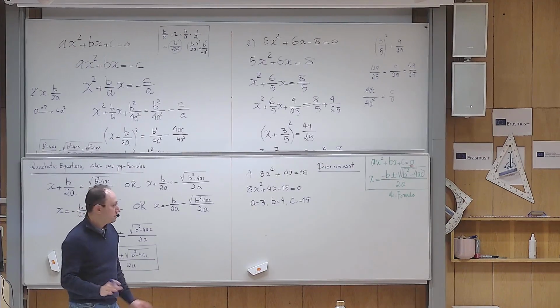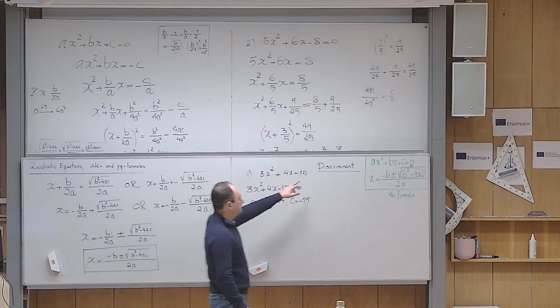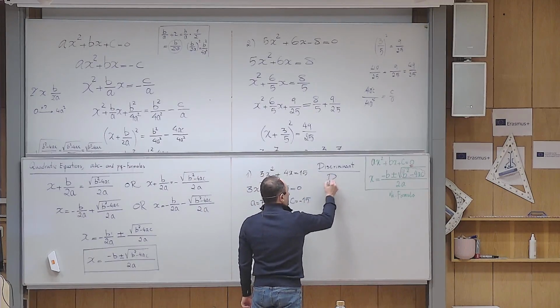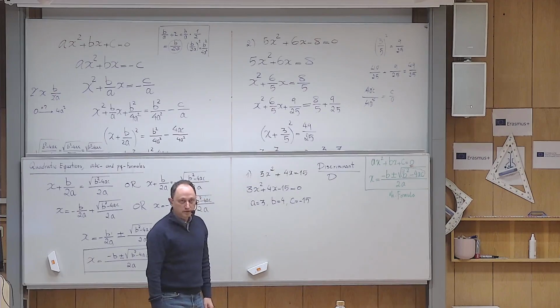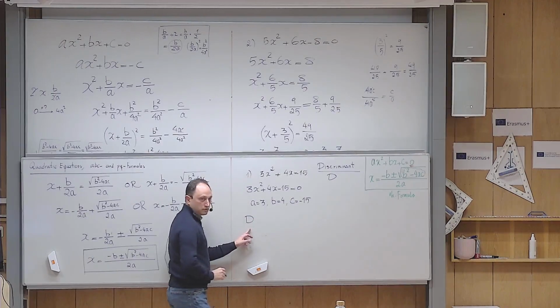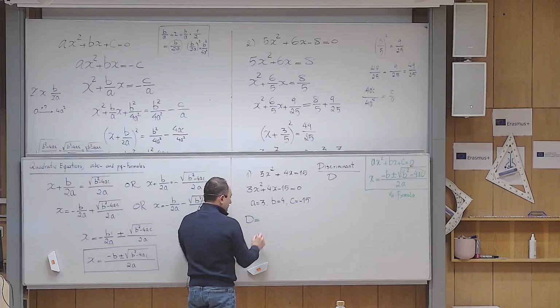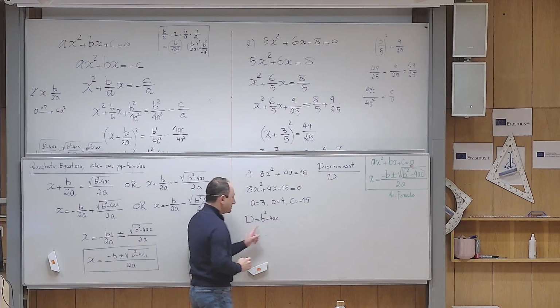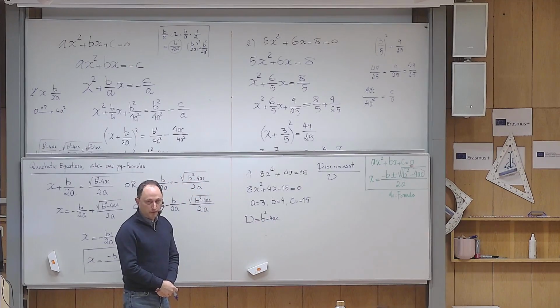I will talk about that. But let us just learn the name, discriminant. And I show it with capital D. Yes? So what I do, first I calculate the discriminant. Write the formula several times so that you can send it to your memory. This is the discriminant. Okay?